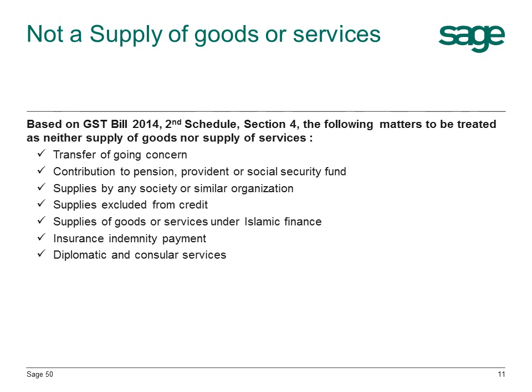Here are some examples of those that are not a supply of goods or services. Transfer of going concern, contribution to pension, provident or social security fund, supplies by any society or similar organization, supplies excluded from credit, supplies of goods or services under Islamic finance, insurance indemnity payment, and diplomatic and consular services.